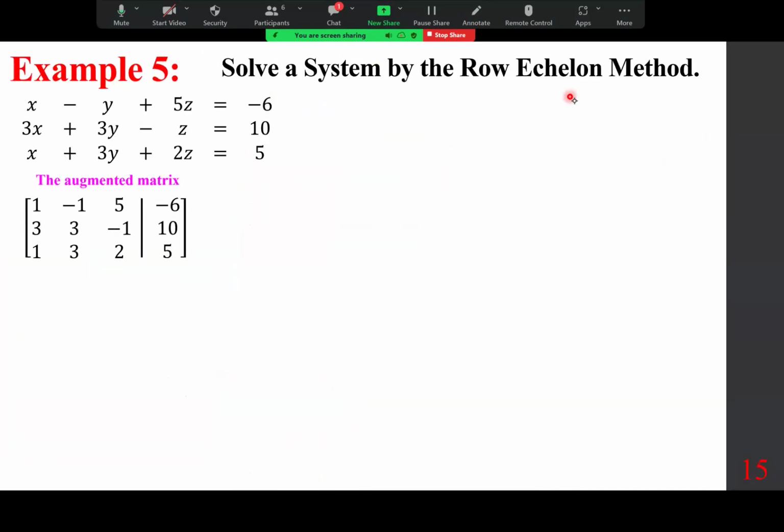Solve a system by the row echelon form. So we have this one, x minus y plus 5z equals minus 6, 3x plus 3y minus z equals 10, x plus 3y plus 2z equals 5. And by now, everybody knows how to get the augmented matrix. So we have the augmented matrix, everybody. So take a look at that.